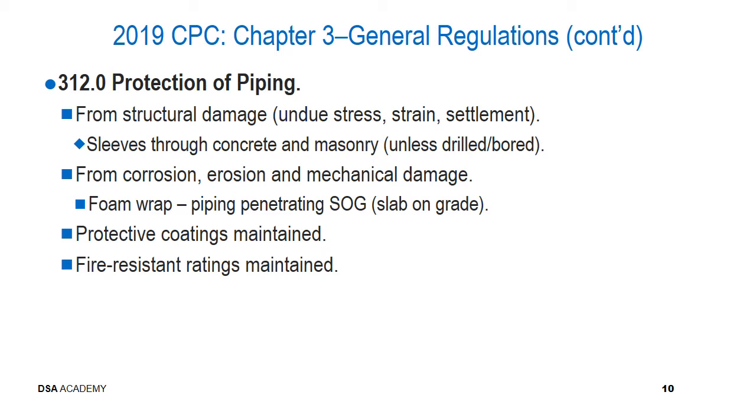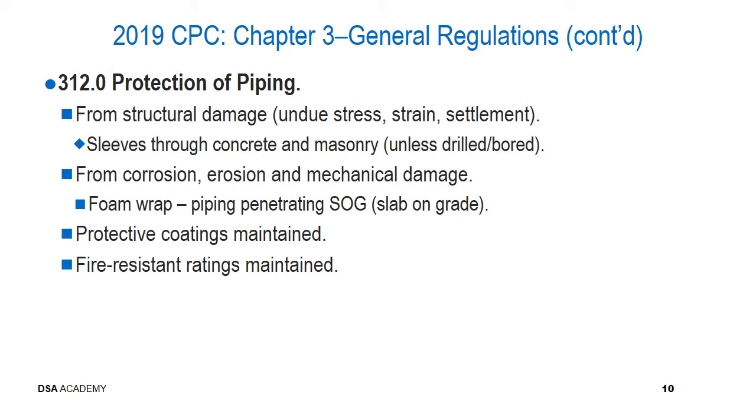With respect to protection of the piping, it has obviously got to be protected from structural damage. Undue stresses, restraints, or building settlement or even piping settlement must be mitigated. Those mitigation efforts are going to be detailed on the plans and also discussed further in the specifications. This may include sleeves through concrete and masonry, which we know are required unless those penetrations have been bored or drilled through the concrete or the masonry.